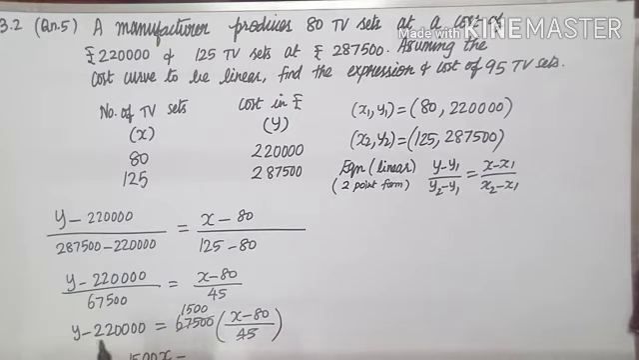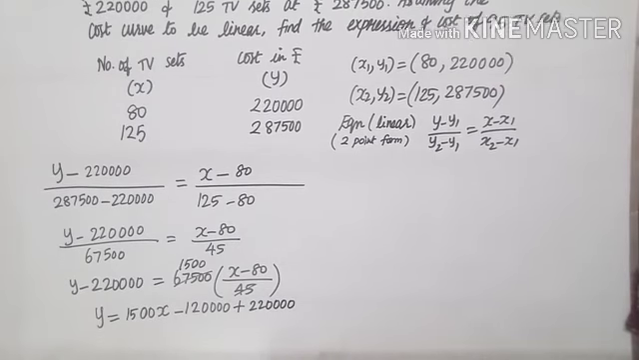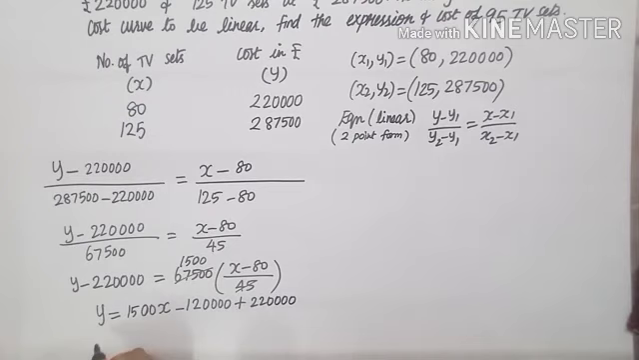Multiplying and bring minus 220,000 to the other side. So 1,500 into x is 1,500x minus 1,500 into 80. We get 120,000. Minus 220,000 comes to the other side as plus 220,000. Simplifying this again, we get the equation as y equals 1,500x plus 1 lakh.